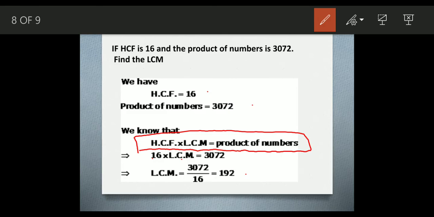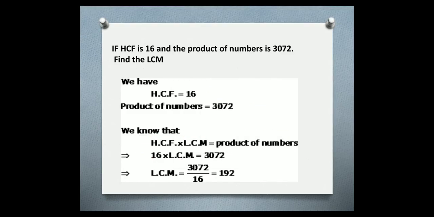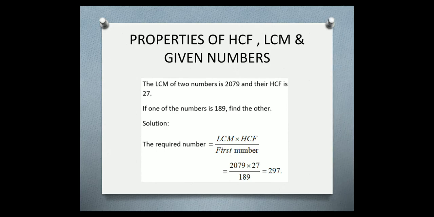So the LCM of the given number is 192. Clear? So this is how you solve the problem. For example, if you have another number, I have another question. The LCM of two numbers is 2079 and the HCF is 27. If one number is 189, find the other number.